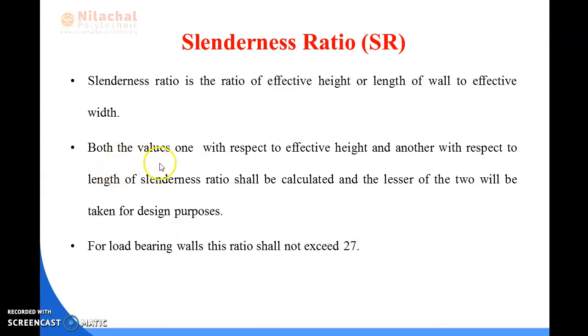Both values, one with respect to effective height and another with respect to length, of the slenderness ratio shall be calculated, and the lesser of the two will be taken for design purposes. For load-bearing walls, this ratio shall not exceed 27.